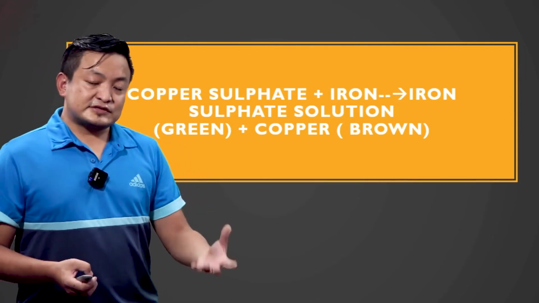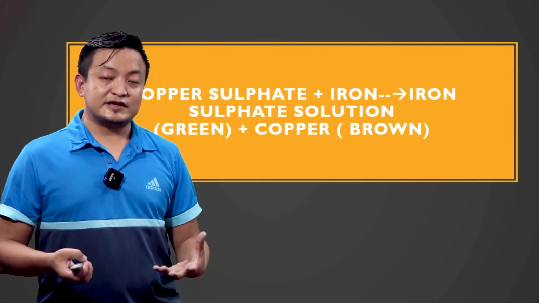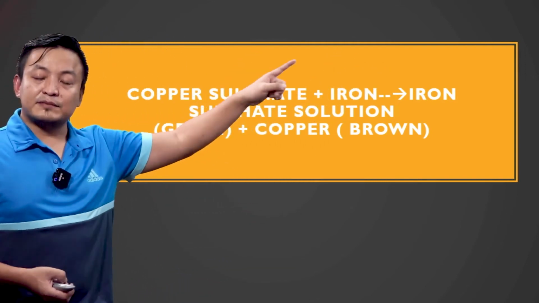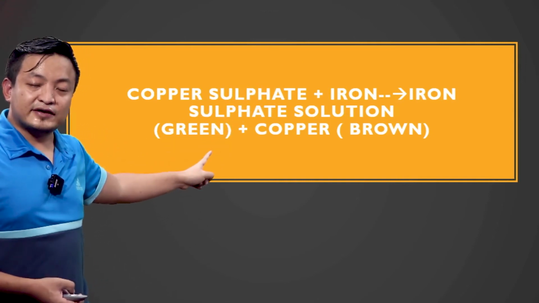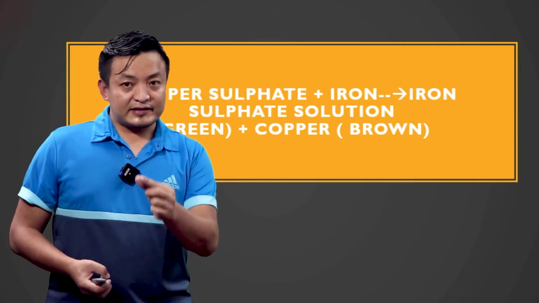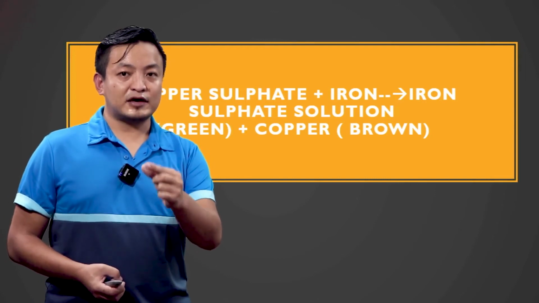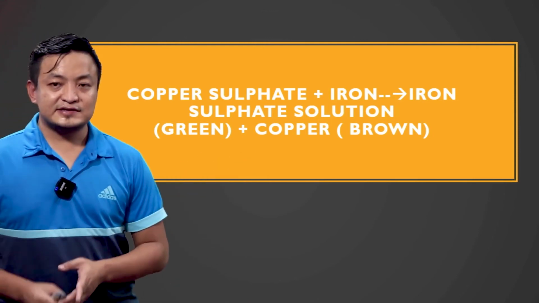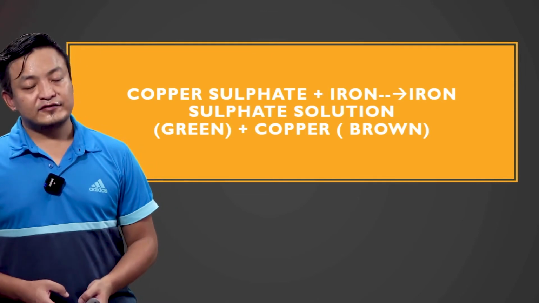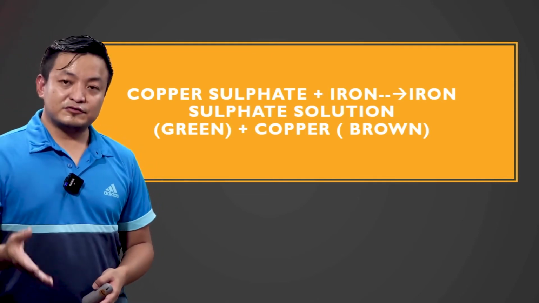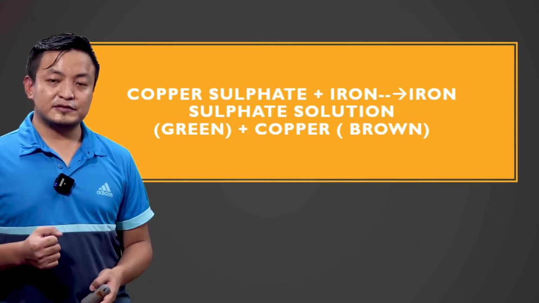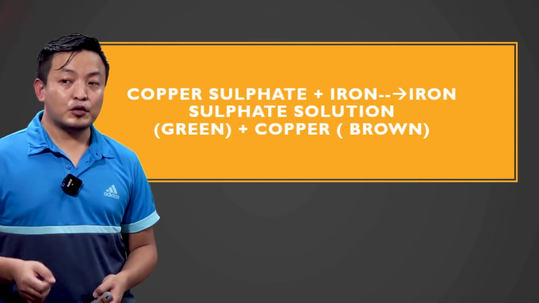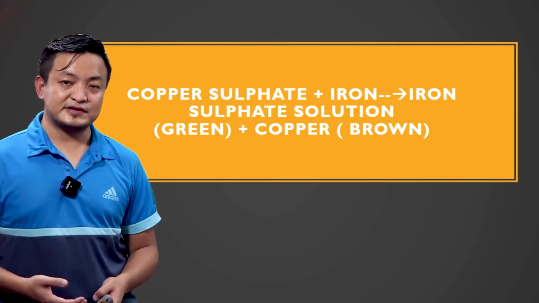So the solution we get to see after half an hour is an iron sulfate solution. That means iron sulfate solution is green in color. And on the iron nail, we saw a brown deposit, right? So that is copper, okay? Copper. So this is the second activity. And from the second activity, we see that a chemical reaction takes place in the copper sulfate solution. And we also see that there is a change in color. And we got, as a product, more than one substance, right?